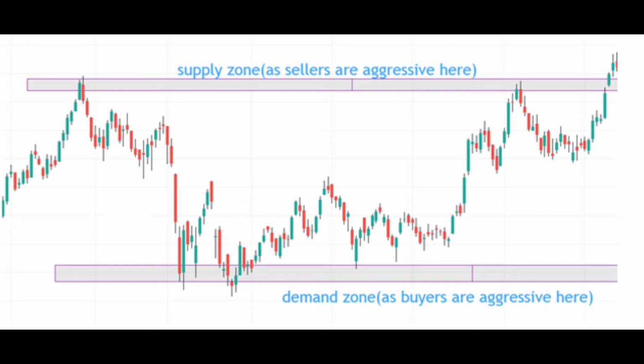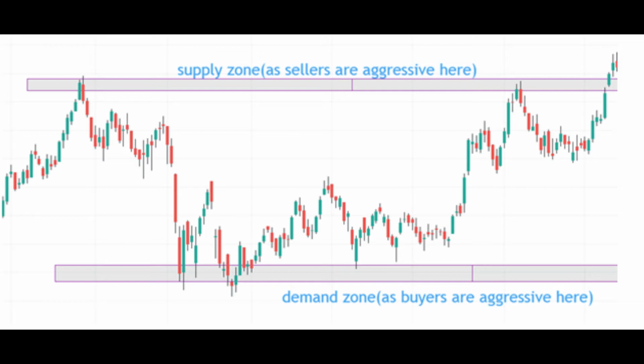In any market, be it stocks, commodity, forex, if the buyers are more, then it is said that particular market is in demand and the prices rise. Similarly, when the sellers are more in any market, the prices tend to fall.